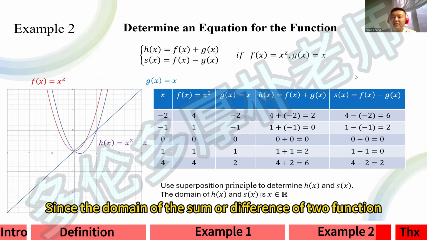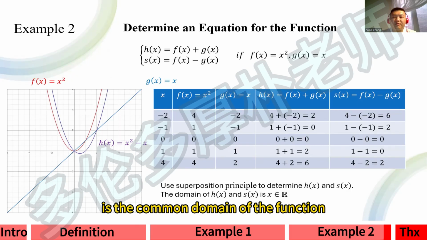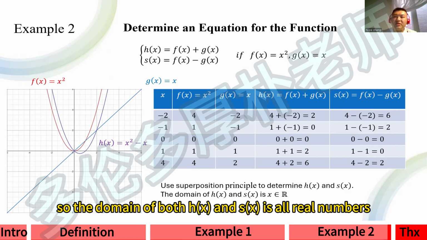Since the domain of the sum or difference of two functions is the common domain of the functions, the domain of both h(x) and s(x) is all real numbers.